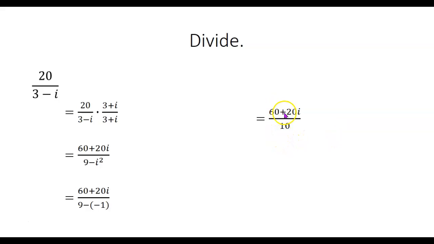So now we're looking at 60 plus 20i all over 10. The 60 divided by 10 would be 6, plus the 20i divided by 10 would be 2i. So we end up with an answer of 6 plus 2i.